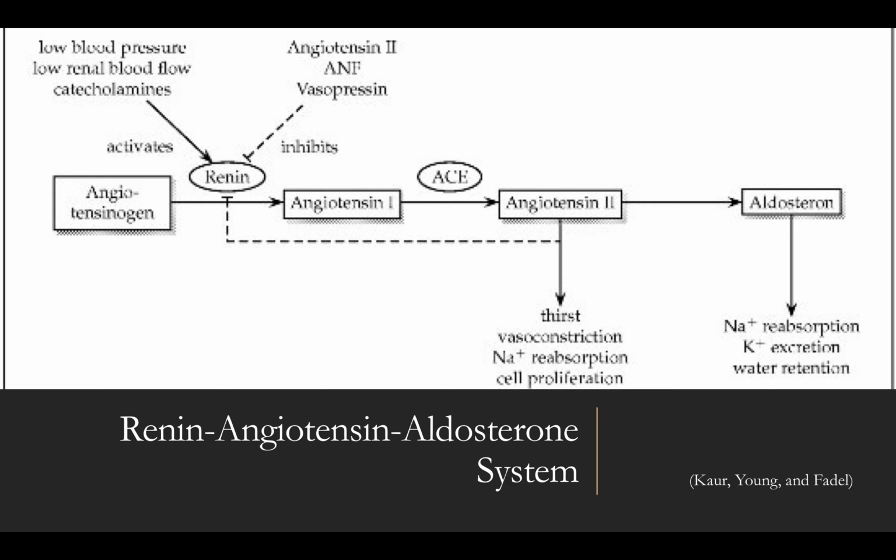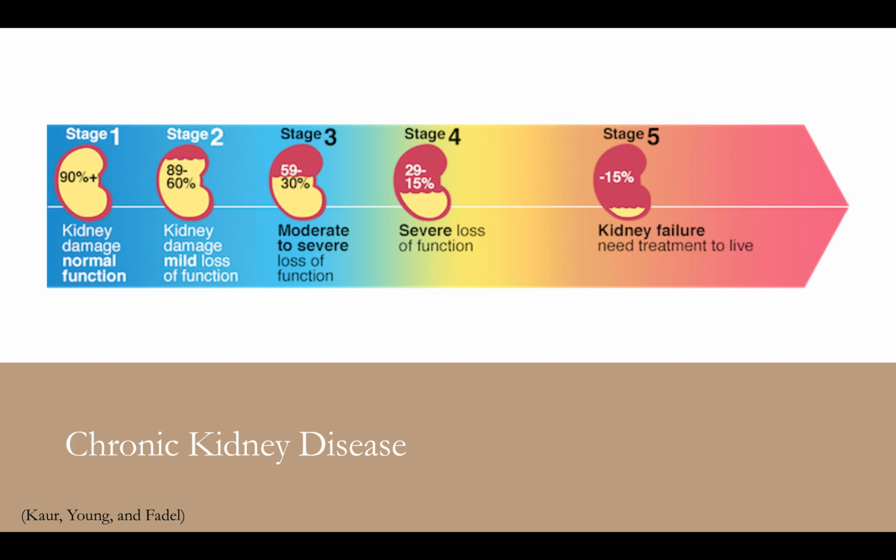Renin then converts angiotensinogen to angiotensin 1. Angiotensin 1 is converted to angiotensin 2 by angiotensin-converting enzyme, allowing for us to feel thirsty. So we take in more water, vasoconstriction occurs, and sodium is reabsorbed to hang on to more water. Aldosterone is then triggered, which allows for the reabsorption of sodium and potassium excretion in order to further retain water.